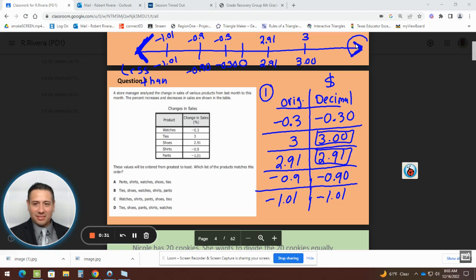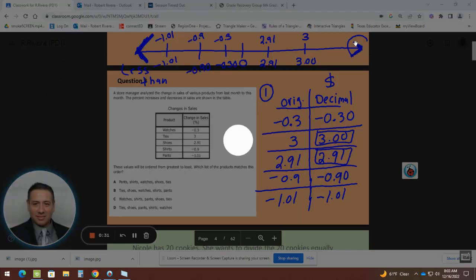Now, in my question, if it says least to greatest, I go from here and I just start going this way. First, second, third, fourth, fifth, if my question wants least to greatest. But if my question wants greatest to least, I start from the G. So I'm going to go first, second, third, fourth, fifth. That's why we put it in the number line.